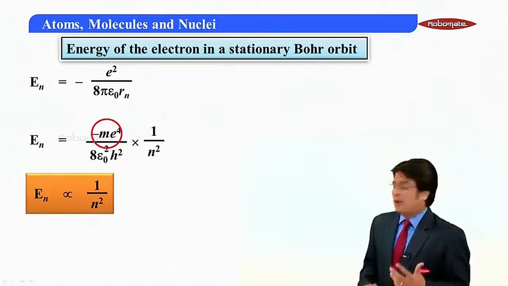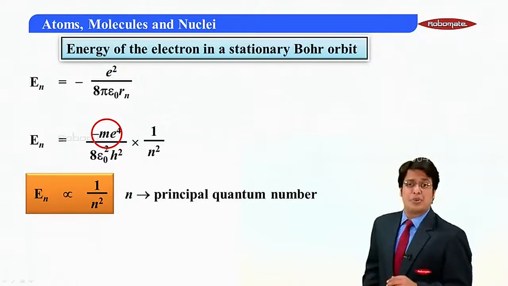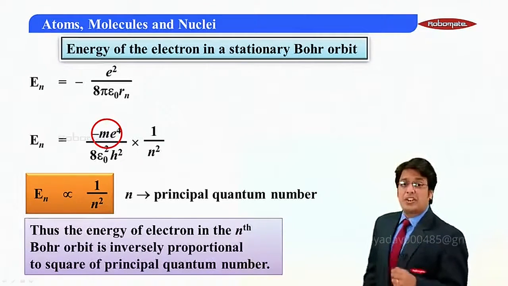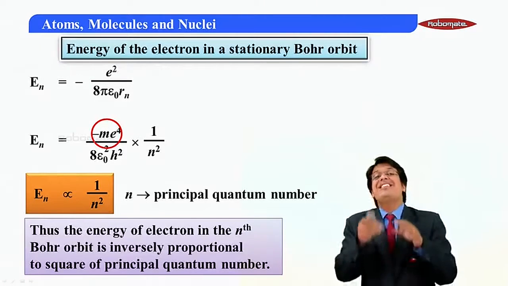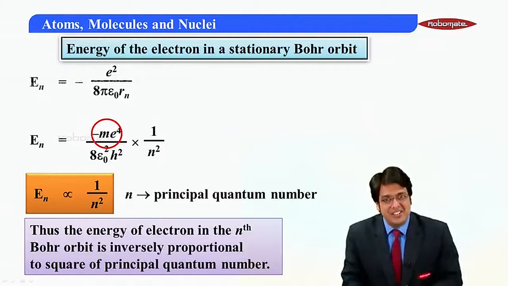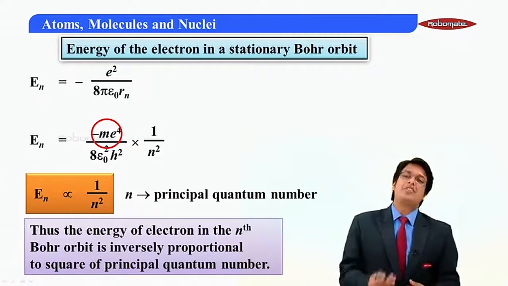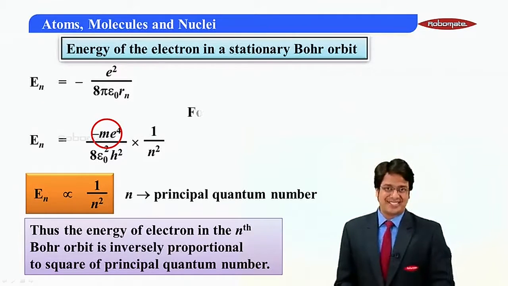In this formula, the minus sign, m e raised to 4, 8 h square epsilon 0 square, all these things are constant. So what do we do about constants? We just keep them out and say energy is inversely proportional to n square, where n is the principal quantum number. It is not just a linear or non-linear relationship, there is also the negative sign. As you go up, energy goes on increasing, not decreasing, because of the negative sign.